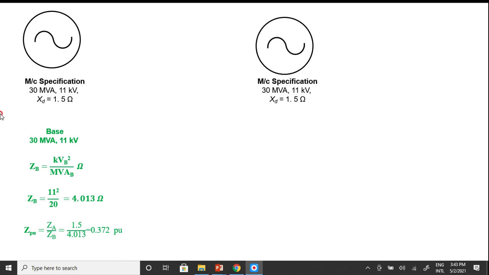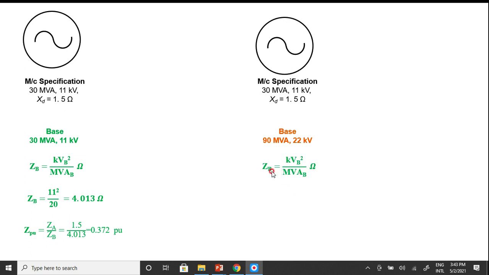Now I will consider the same machine having the same specification, 30 MVA, 11 kV, XT equal to 1.5. Instead of choosing 30 MVA, 11 kV, I am using some other base quantity. Now I will consider the base quantity as 90 MVA and 22 kilovolts. I want to express this reactance in terms of per unit based on 90 MVA and 22 kV. Previously our base value was 30 MVA and 11 kV; now I am changing it to 90 MVA and 22 kV. What is the per unit value of this reactance?